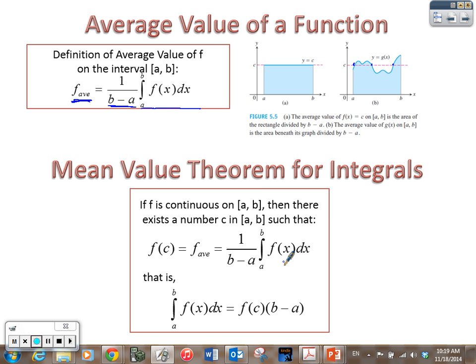So that is our new concept, average value. And we're going to work some problems to demonstrate how that works. Any questions in particular so far? Okay.